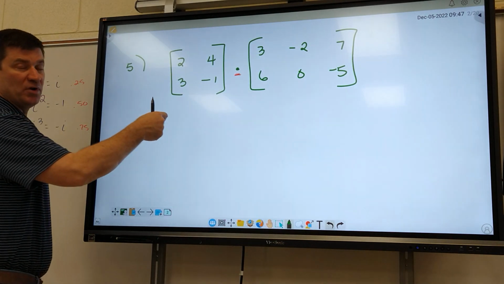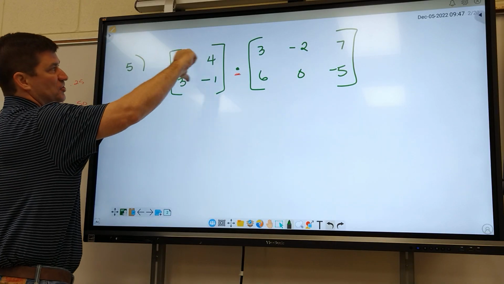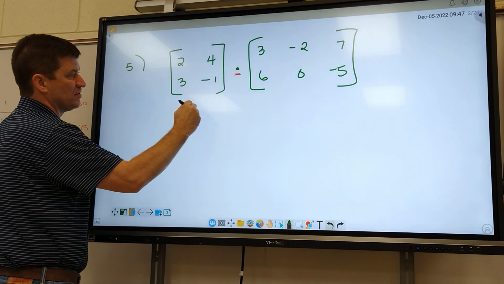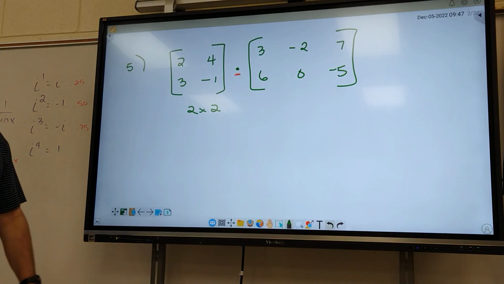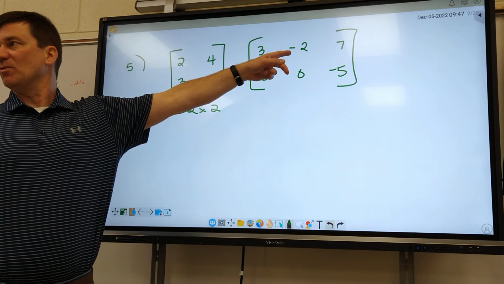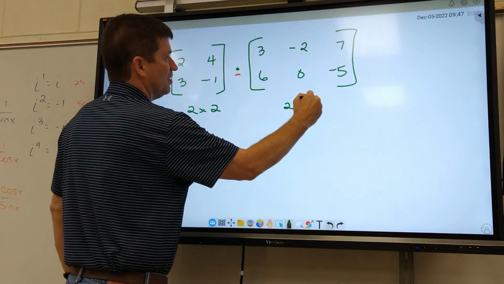The first one, when you label it or name it, you do rows by columns. 2 rows, 2 columns. That one's a 2 by 2. Just watch me. Y'all don't have to write it down. Let's label the second one. 2 by 3. 2 rows, 3 columns. Willie's right.